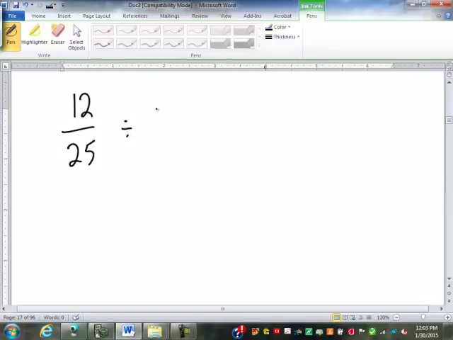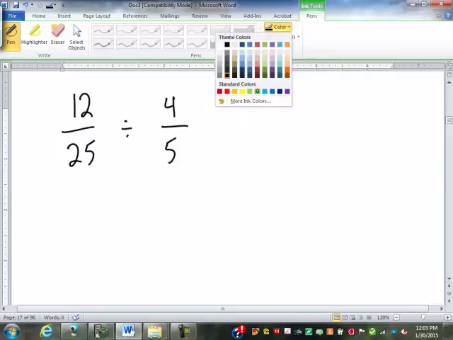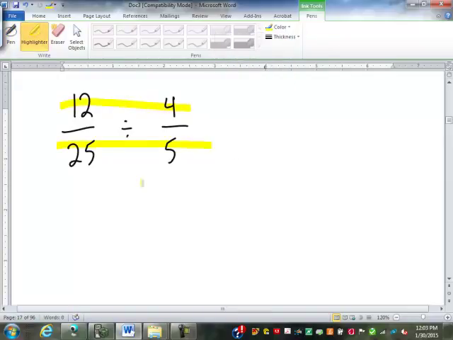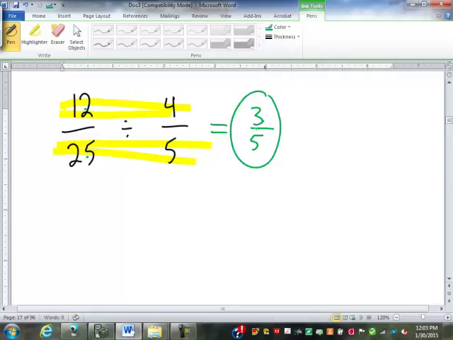We said over the last couple days that division follows the same rules as multiplication. When we multiplied, we just multiplied straight across. Does that mean we can just divide straight across? If I do 12 divided by 4 is 3, 25 divided by 5 is 5. Is that the right answer? Sure it is. That is the right answer. Can we do that every time? Well, if it works out, we could. It would give us the right answer every time.